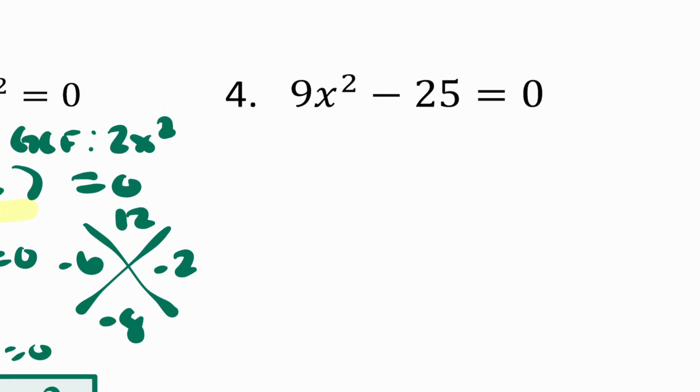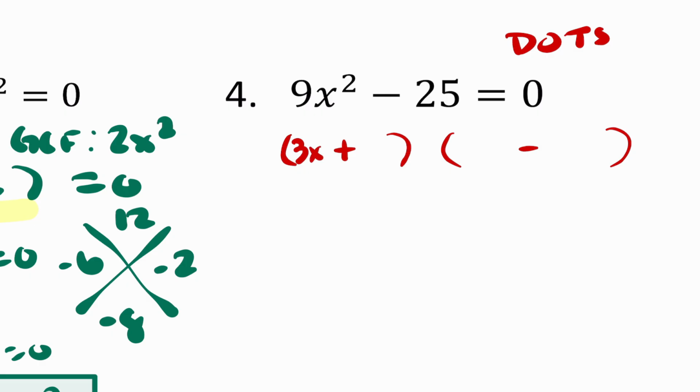Okay, there's no GCF, but I noticed that 9x squared and 25 are perfect squares separated by a minus sign. So we're dealing with a difference of 2 squares, okay? So DOTS, dots. So we should have 2 sets of parentheses, 1 plus, 1 minus. So we have 3x, 3x, 5, and 5. All right?